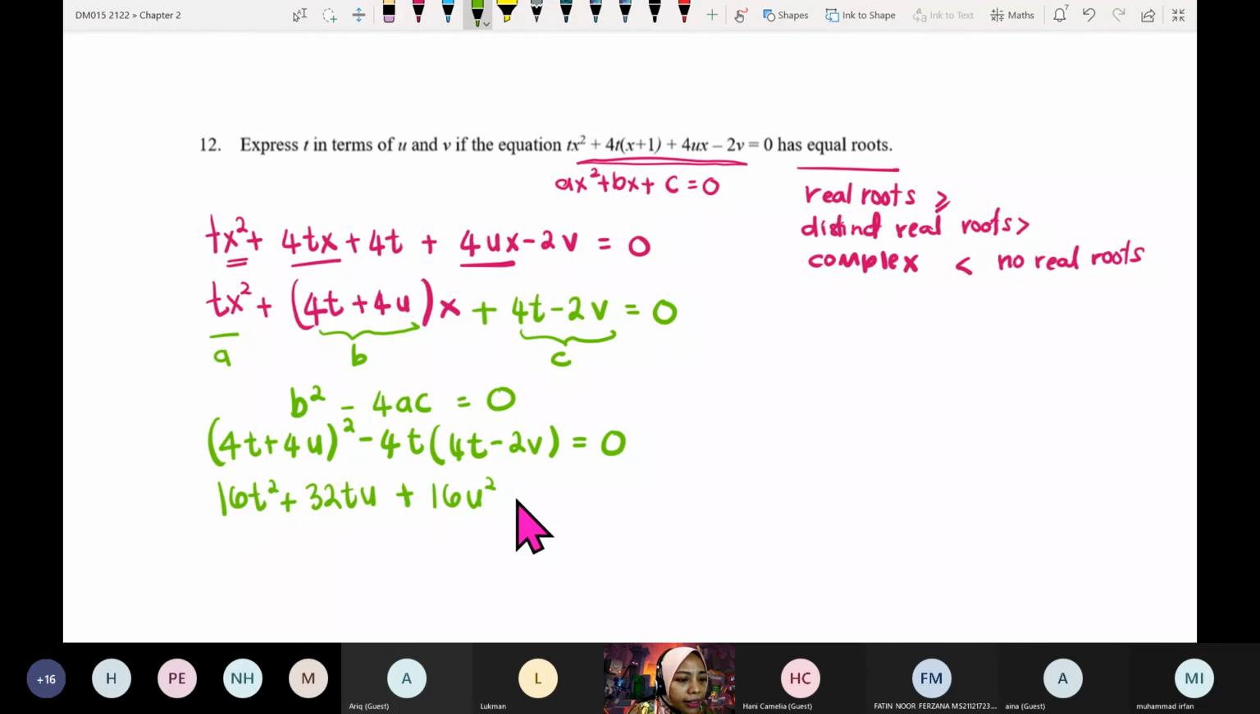Alright. And then we expand negative. Apa ni? 4 times 4, 16T square plus 4 times 2, 8 apa? TV. Equals to 0.